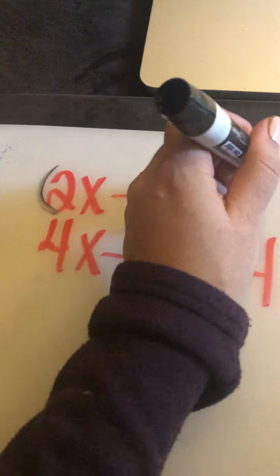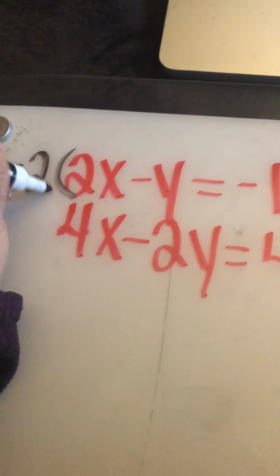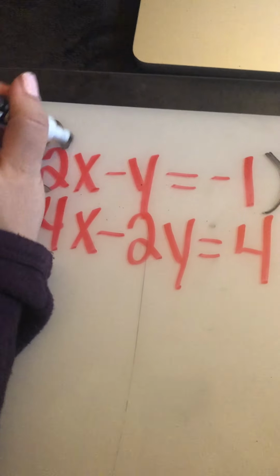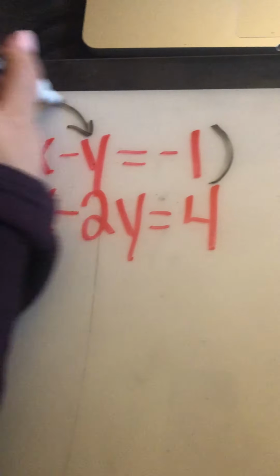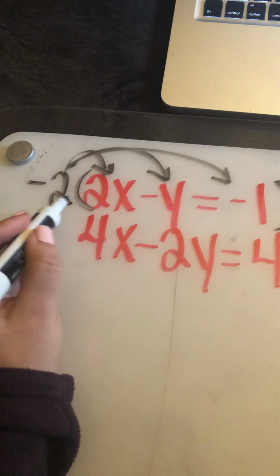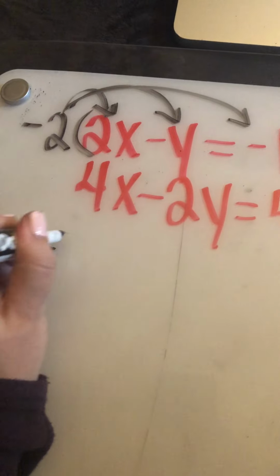So I'm going to do that. I'm going to take this one and multiply it by negative 2, right? So this is kind of like what we did on Friday. So let's see. Negative 2x times 2x will give us negative 4x.